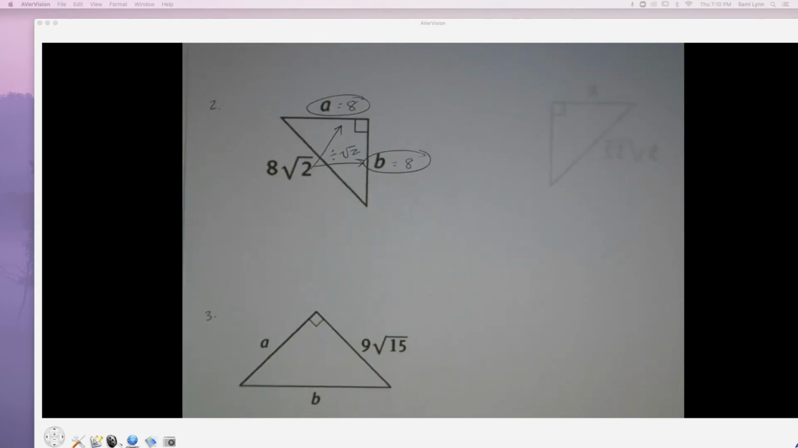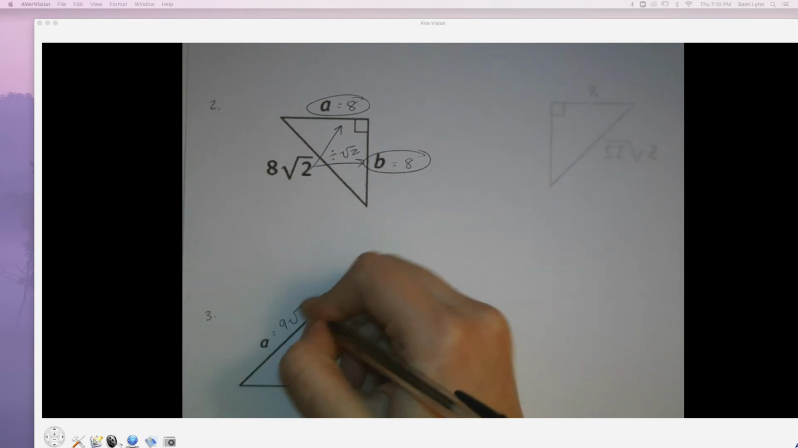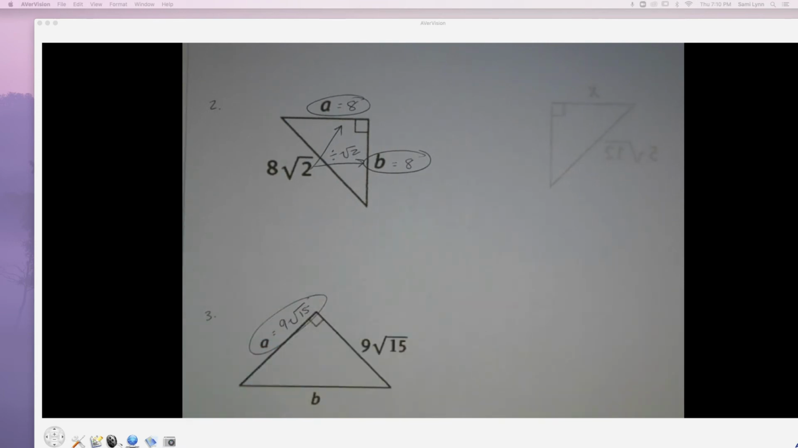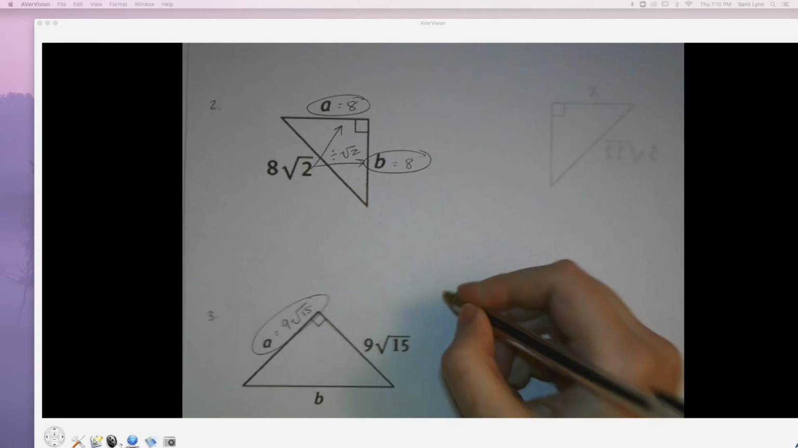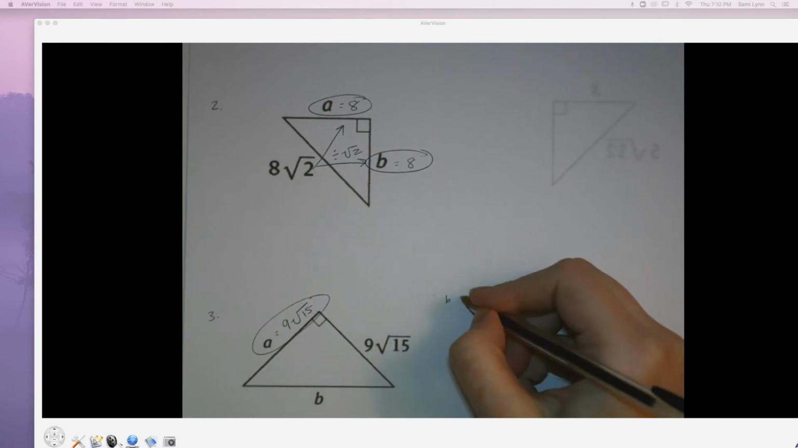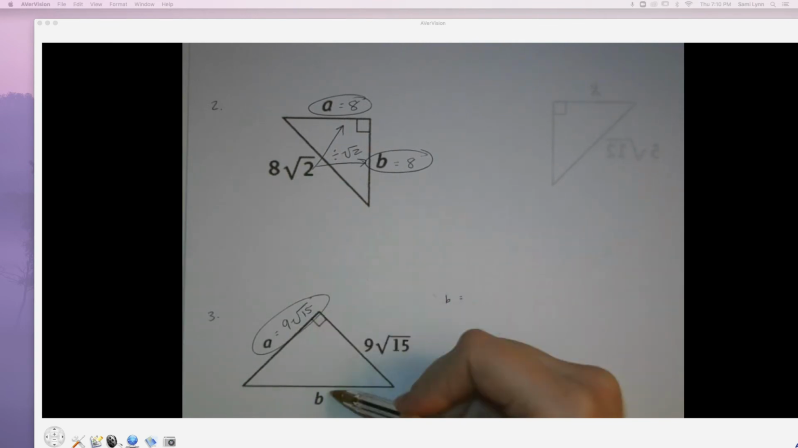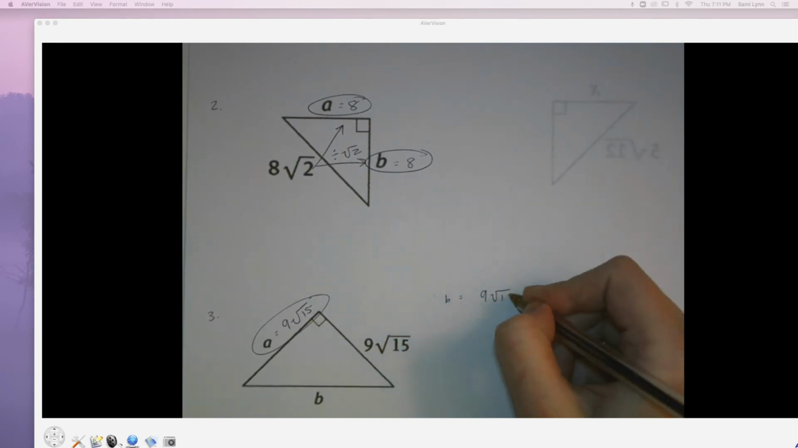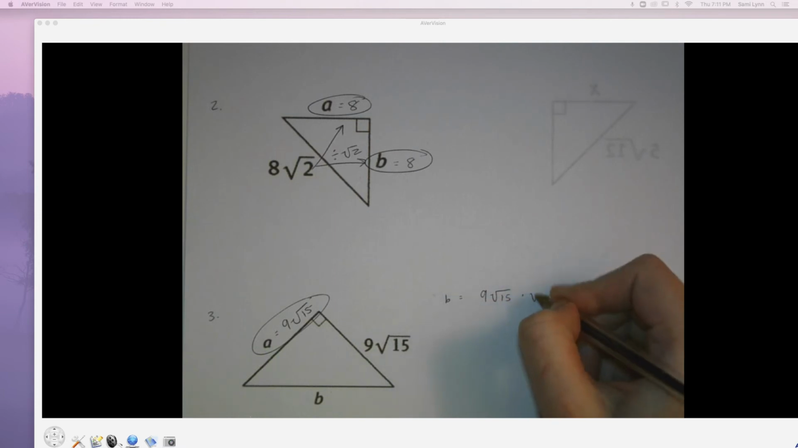All right, let's work on number 3. We are given one of the legs, so automatically I'm just going to solve for the other leg. Not too much work here because they are congruent. They have the same length, same value. Now I need to look at B. So to get from the legs to my hypotenuse, I know I need to multiply by root 2. So I'm going to have 9 root 15 times root 2.